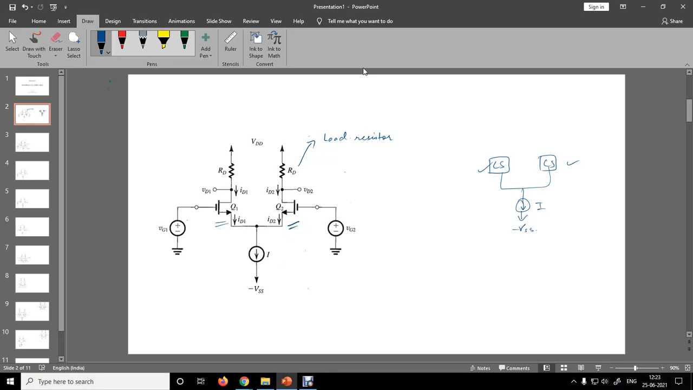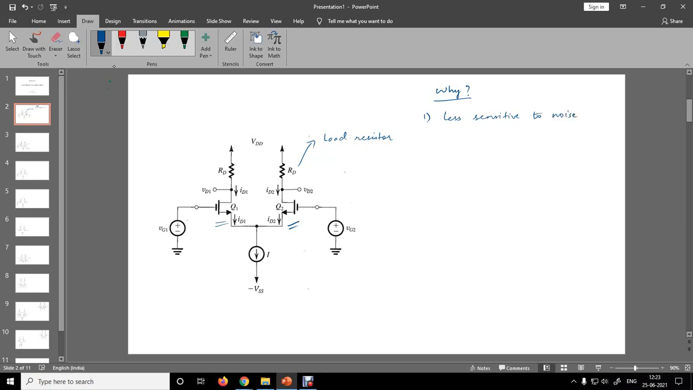Generally, when we design our differential amplifiers, or let me start from the beginning: why do we need differential amplifiers? First, it offers quite a few advantages. One is that it is less sensitive to noise and other disturbances.